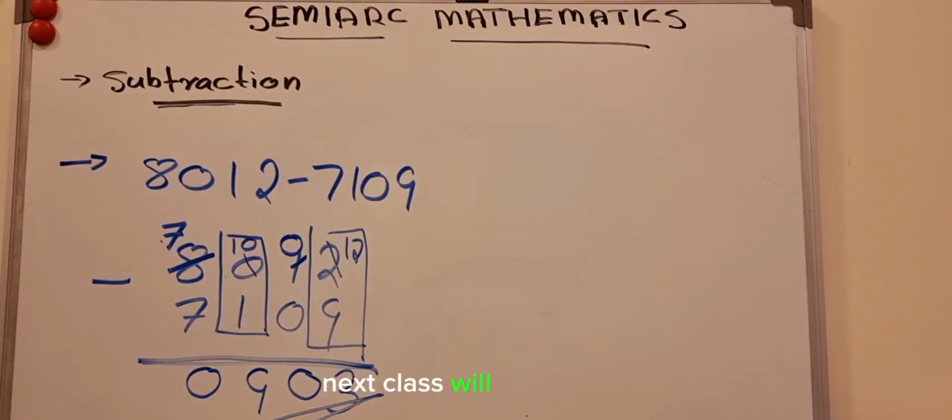In the next class we'll discuss in more detail addition and subtraction when positive numbers and negative numbers come together. If a positive number and a negative number come together, how do we add, how do we subtract? This we are going to discuss in the next class.